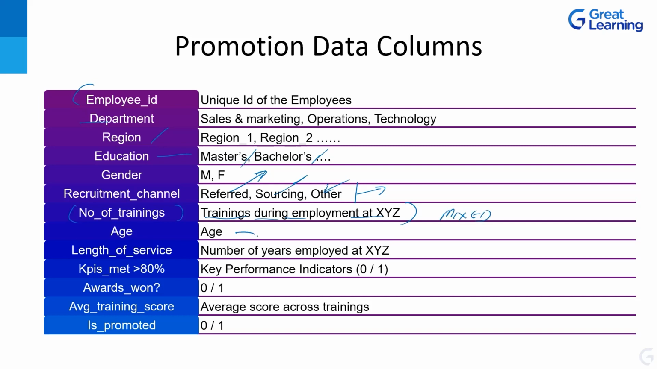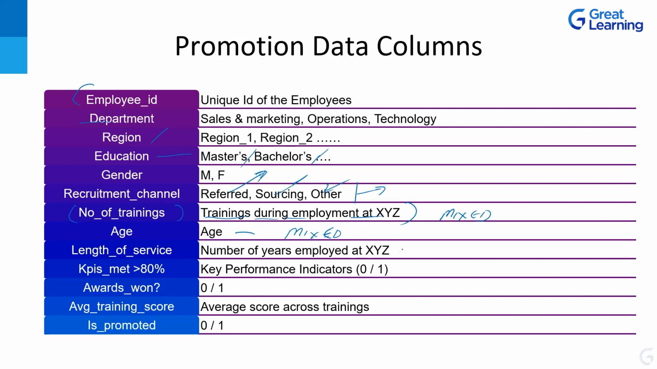Finally, we have age. Age again could have a mixed impact, because maybe at a very high age, people would not like to promote people who are very, very senior. So that could happen, right? Similarly, at the other end of the spectrum as well, if people are too young, again, people might be a little wary of promoting them. So again, there could be a mixed impact with age as well.